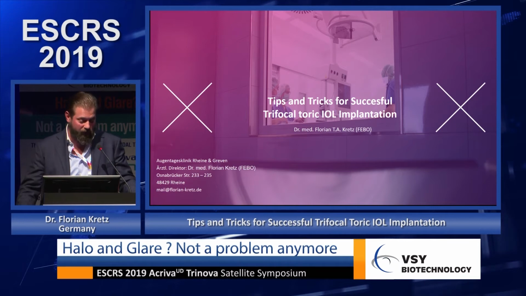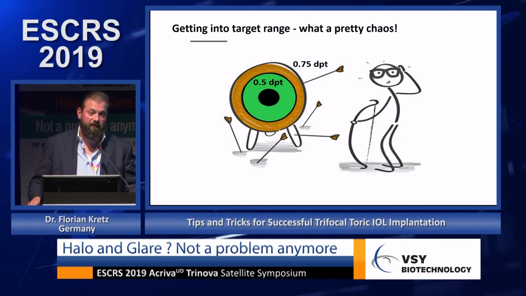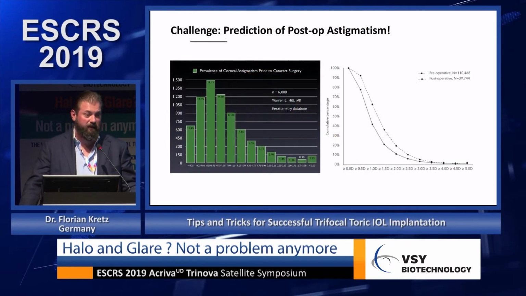I'm going to talk a little bit more about the toric trifocal model. I think our main aim is to get close to target and to get good predictability of our outcomes. And we all try to stay between plus minus 0.5 diopters. But actually, that is not that simple.